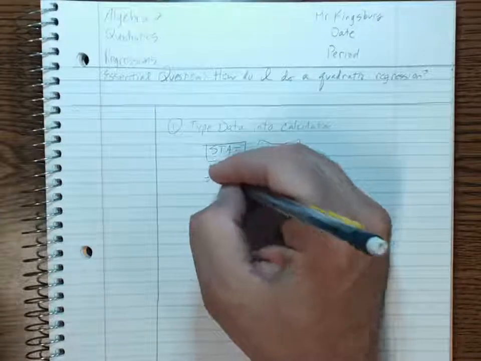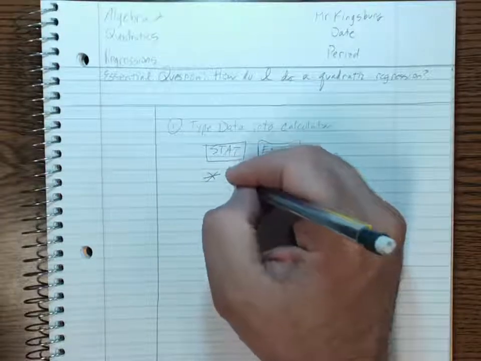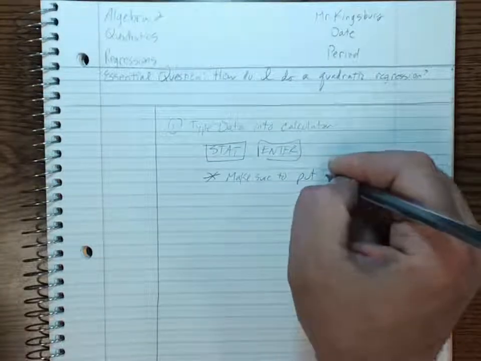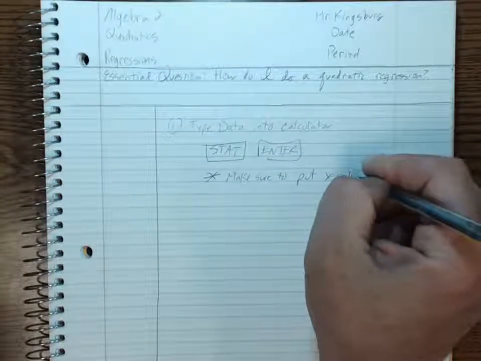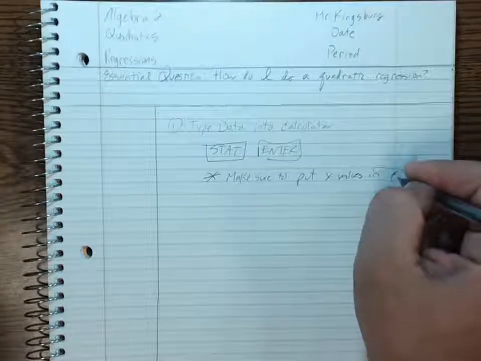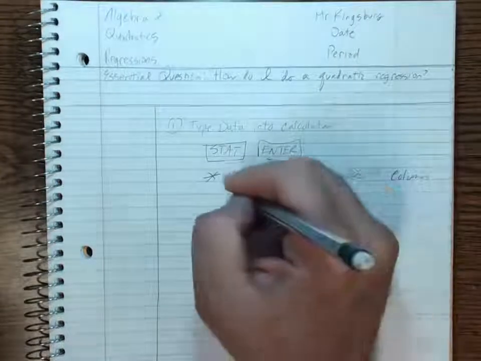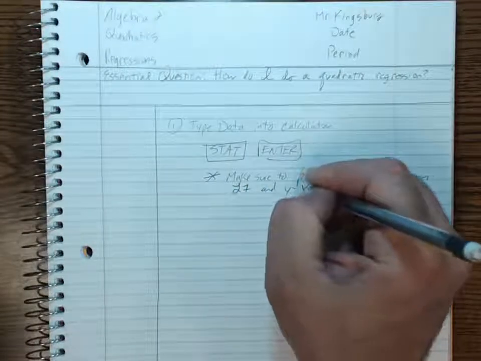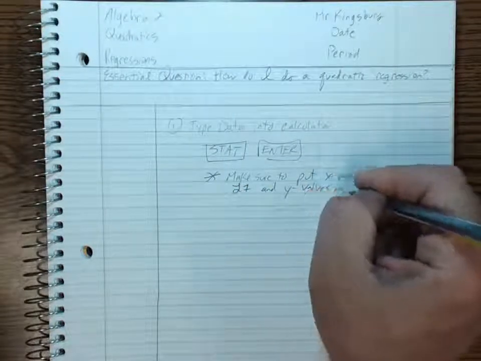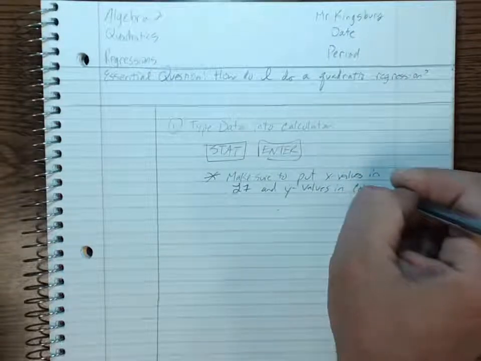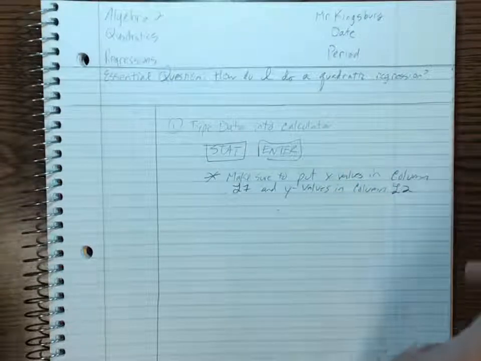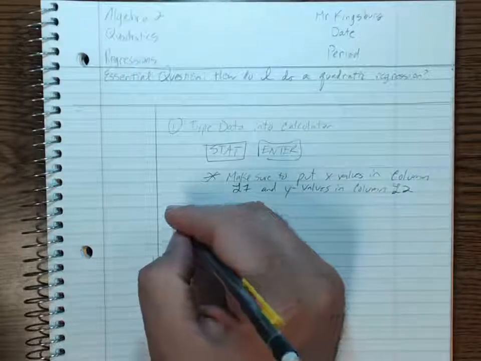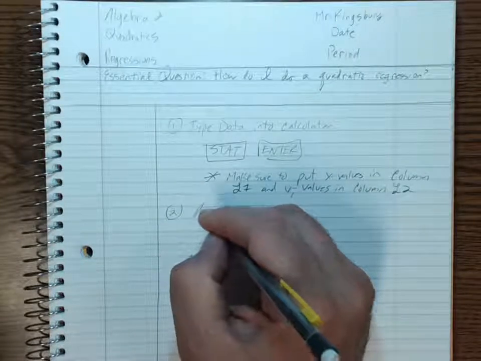And then side note, special note, make sure to put the x values in column L1 and y values in column L2. Very important. Once you've done that, then the next part, step 2, is regress the equation.